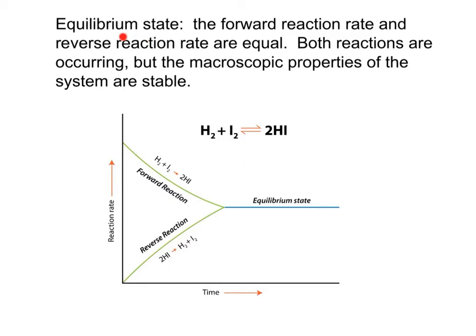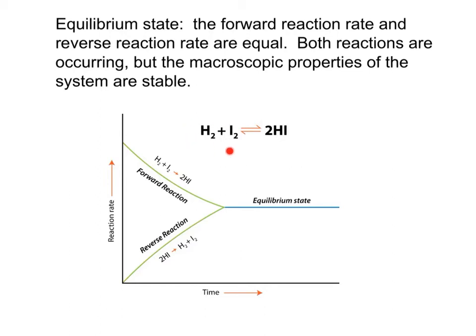So when we're in the equilibrium state, the forward process rate or reaction rate and the reverse process rate are equal. So we have both the forward and the backward occurring, but our macroscopic properties of the system are stable. So the amounts in the system or the pressures in the system or the states of matter, the amount of matter in each state are going to be stable at that point.